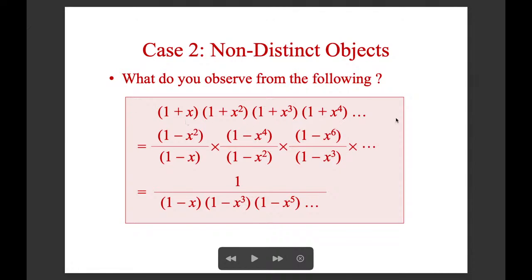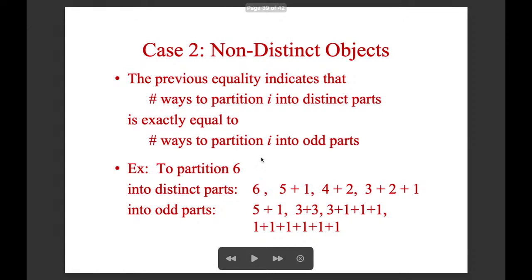This is the generating function for counting problem 1. This is the generating function for counting problem 2. And then we find that they're the same, so the number of ways to do something in counting problem 1 must be equal to the number of ways that we do in counting problem number 2. Now, as a particular example, let us consider partitions of 6. And then we are interested in these two restricted ways of partitioning.